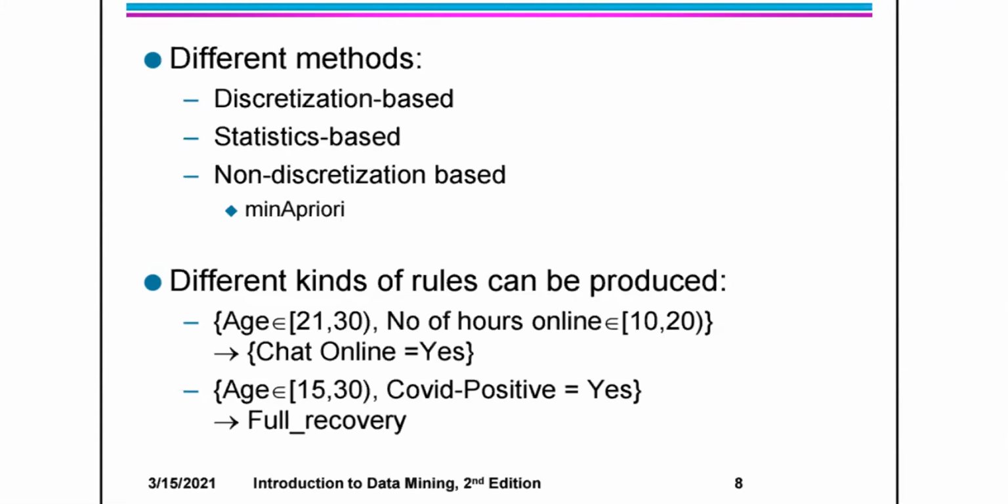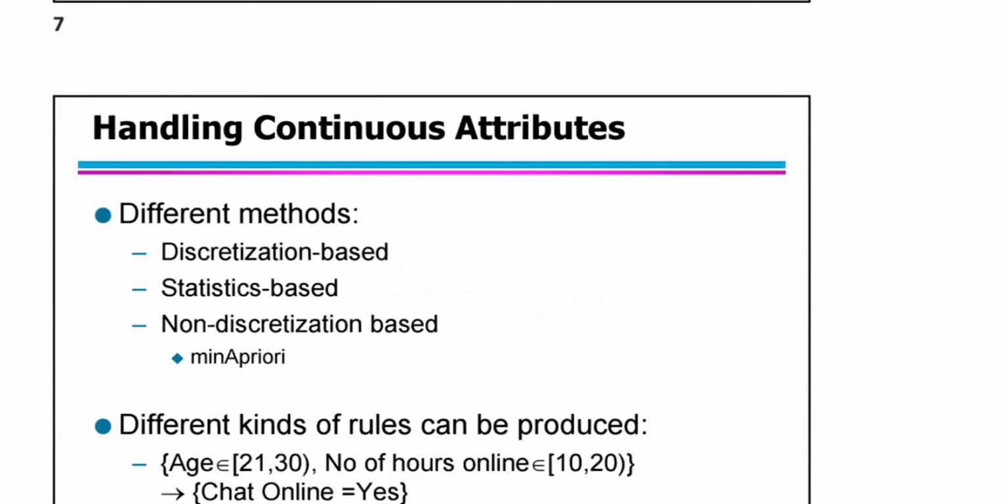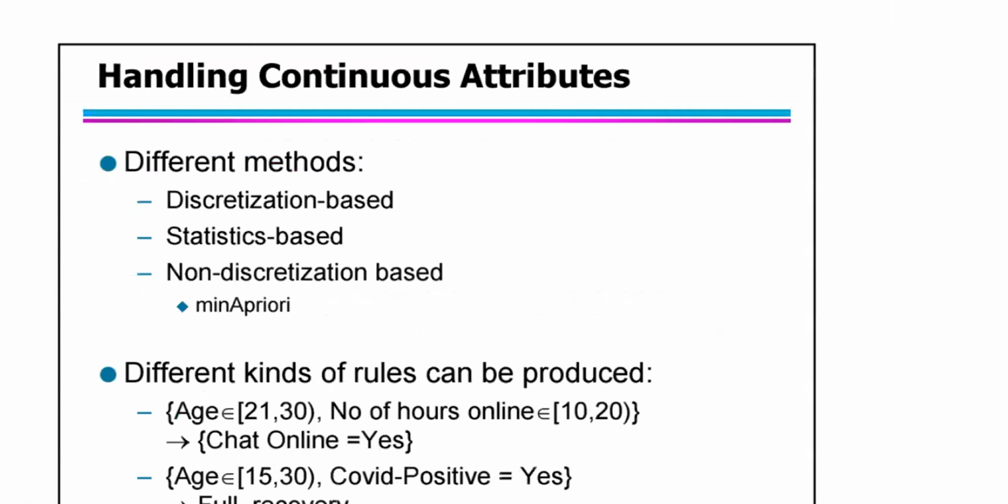First is the discretization based method. Discretization based methods are the most common approach for handling continuous attributes. In this approach, the adjacent values of a continuous attribute are grouped into a finite number of intervals. For example, an attribute A can be divided into intervals, such as A belongs to 12 to 16.